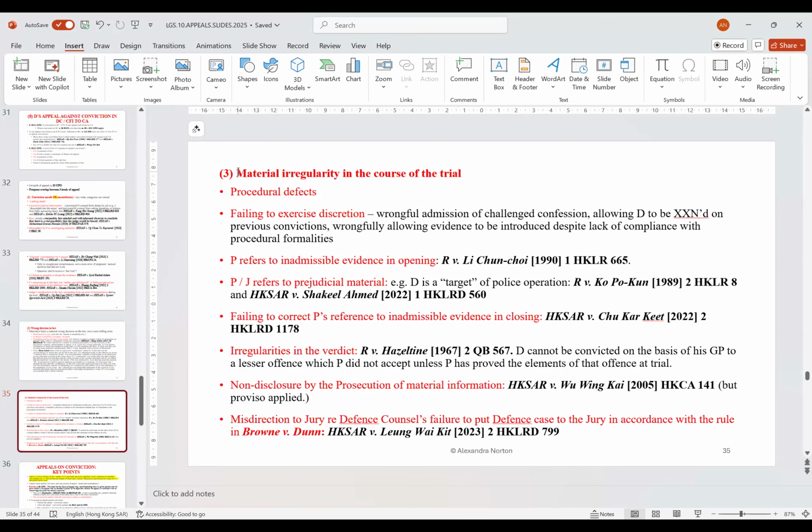The other ground of appeal is a material irregularity in the course of the trial. So again, we see here failing to exercise discretion. And this is what I mean about lots of overlap between the different grounds of appeal, because this can also be a wrong decision in law, or it could be something that renders the conviction unsafe or unsatisfactory. So in your exam, I don't want you to panic about trying to identify whether the grounds of appeal that you can spot are wrong decisions in law, material irregularities, or convictions unsafe or unsatisfactory. You don't need to put your grounds of appeal into one of the three buckets. You just need to identify what your grounds of appeal are.